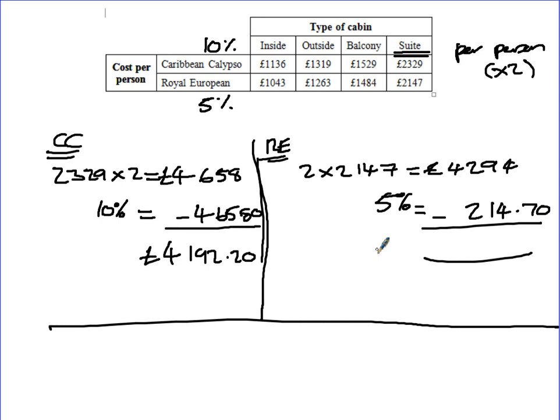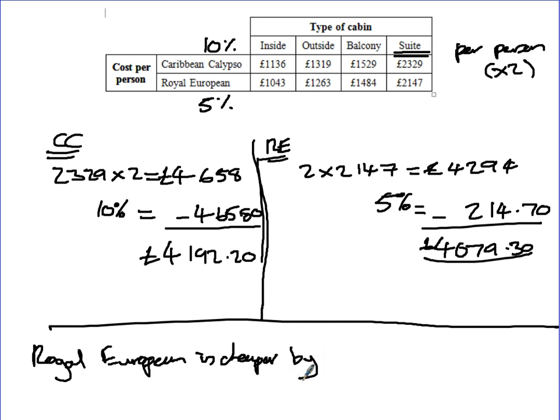Again, we're going to take that away, which then gives us £4,079.30. So we then look at the two values we've worked out, and then we try and go, okay, which one's going to be cheaper? Well, what's going to be cheaper is Royal European. Is cheaper.